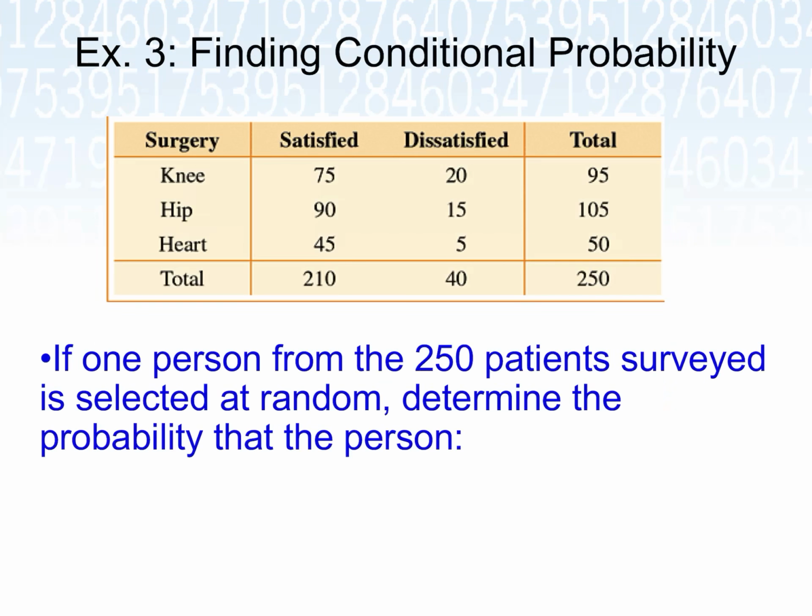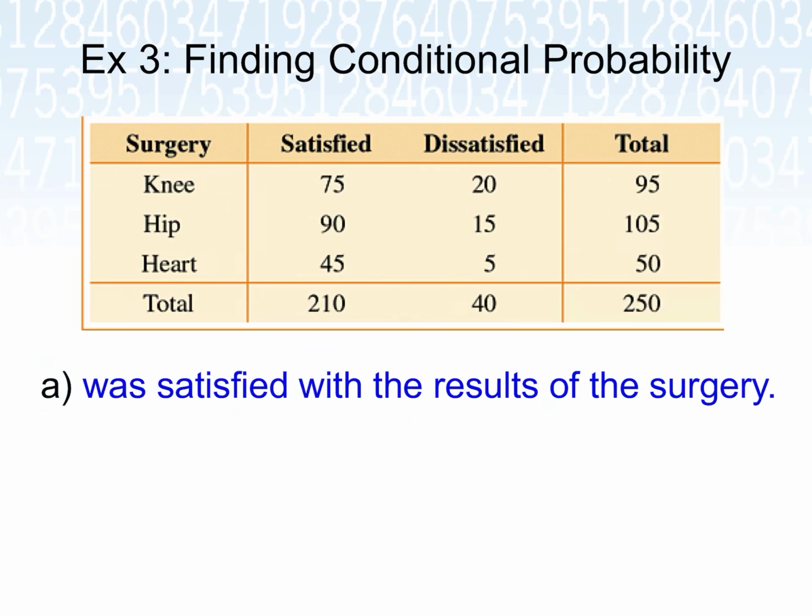Notice how you've got things running horizontally. In other words, all the data from the knee surgeries are running this way, right? Satisfied, dissatisfied, total. And then all the satisfied results are running vertically, dissatisfied vertically, and total numbers are vertically. So just be careful when you pull numbers from the table, okay? All right, so one person is selected from the patients surveyed. If one person from the 250 patients surveyed is selected at random, determine the probability that the person was satisfied with the results of the surgery.